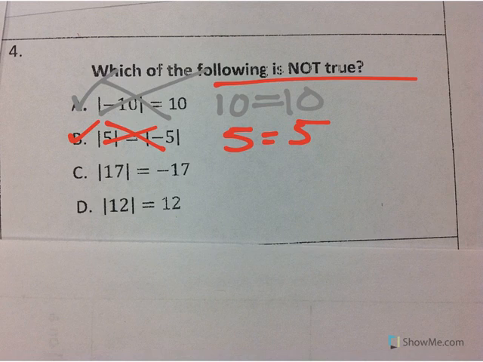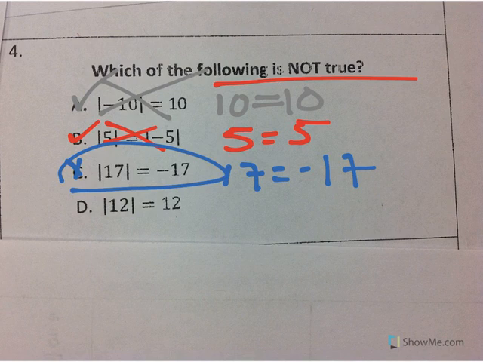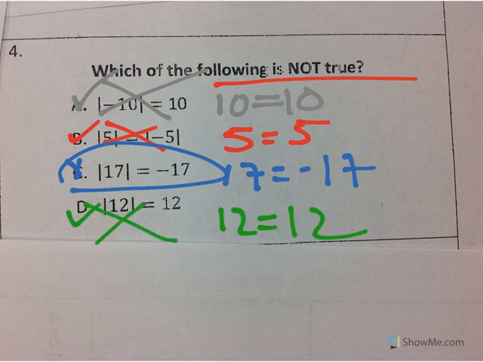C says the absolute value of 17, which is 17, is equal to negative 17. Well, C is wrong, which makes it the right answer. And if I just try D, it says the absolute value of 12 is 12, and 12 does equal 12, so my answer is C.